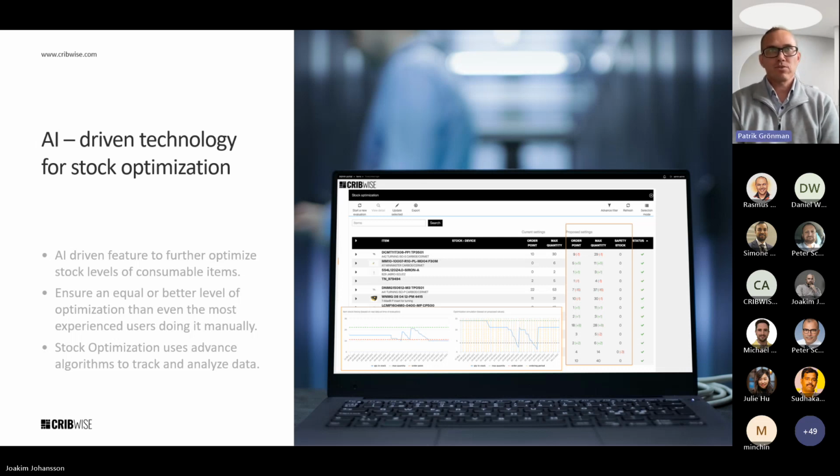In the end, for the Stock Optimizer, it will be up to the professional that manages the stock to accept, adjust, or ignore the suggested parameters. And the CRIBWISE Stock Optimizer is available today as an add-on and can be activated by a reseller.